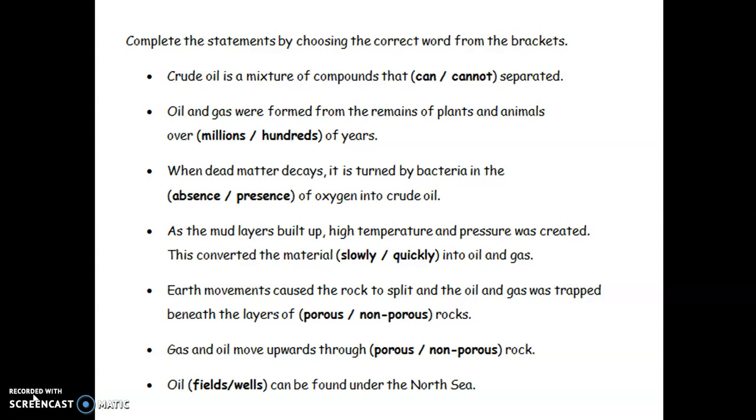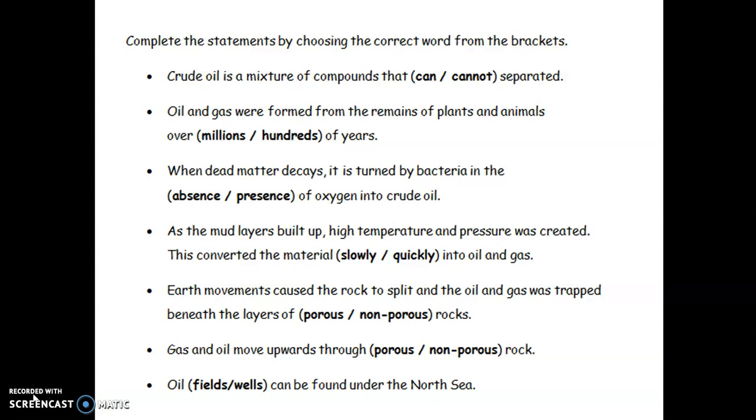It should read: crude oil is a mixture of compounds that can be separated. Oil and gas were formed from the remains of plants and animals over millions of years. When dead matter decays, it is turned by bacteria in the absence of oxygen into crude oil. As the mud layers built up, high temperature and pressure was created. This converted the material slowly into oil and gas. Earth movements caused the rock to split, and the oil and gas were trapped between the layers of non-porous rocks, which is why they were trapped.